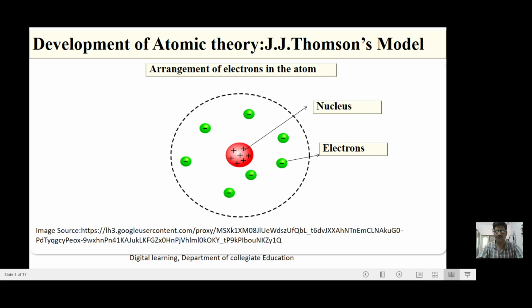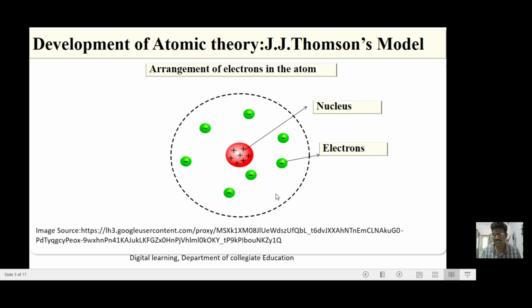So how was it developed? Let us see. The experiment by J.J. Thomson showed the existence of electrons. Radioactivity proved that the atom consists of positively and negatively charged particles. As the atom is electrically neutral, the positive charge must be equal to the negative charge. Therefore, the question arose as to how the electrons are arranged in the atom.